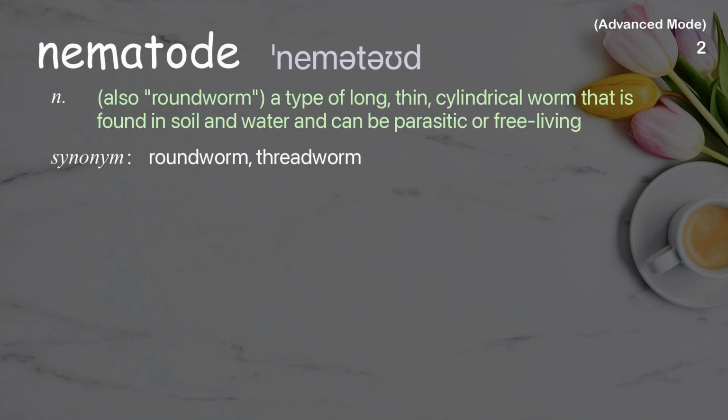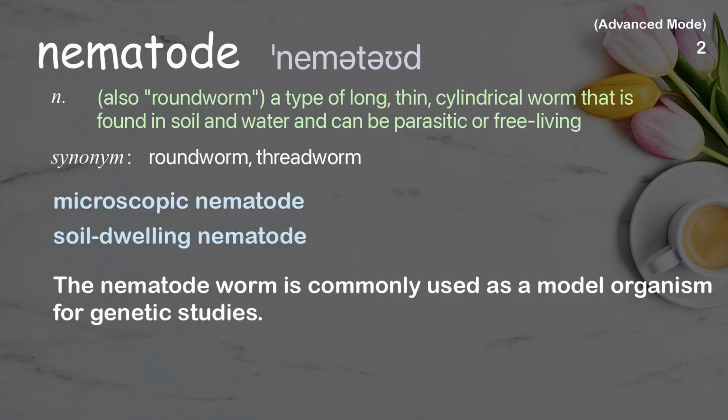Nematode. Also roundworm, a type of long, thin, cylindrical worm that is found in soil and water and can be parasitic or free-living. Examples: microscopic nematode, soil-dwelling nematode. The nematode worm is commonly used as a model organism for genetic studies.